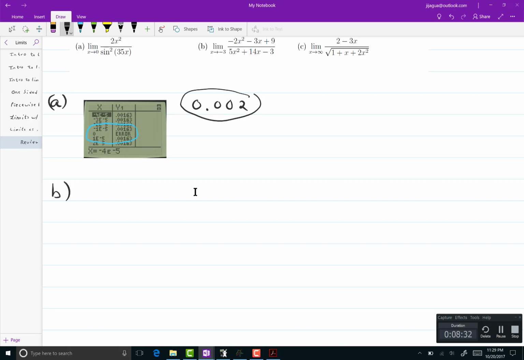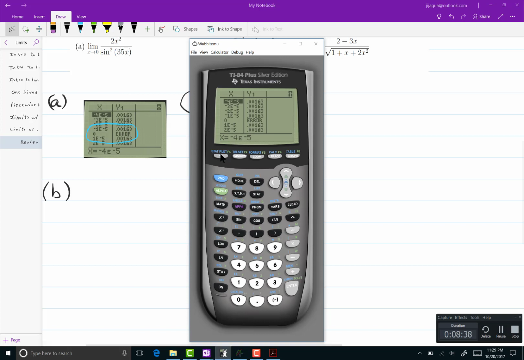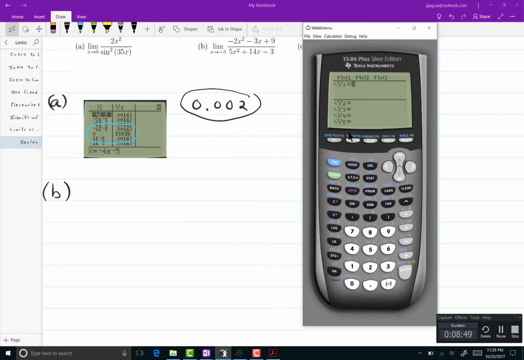The limit as x goes to negative 3 of negative 2x squared minus 3x plus 9 all over 5x squared plus 14x minus 3.